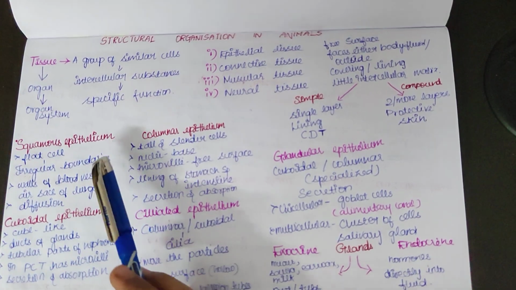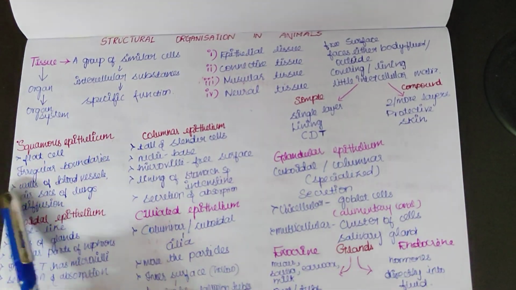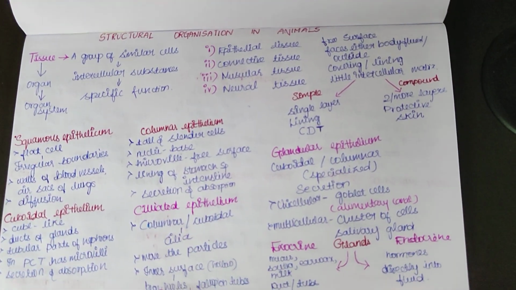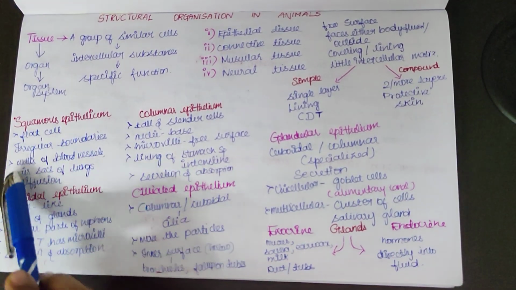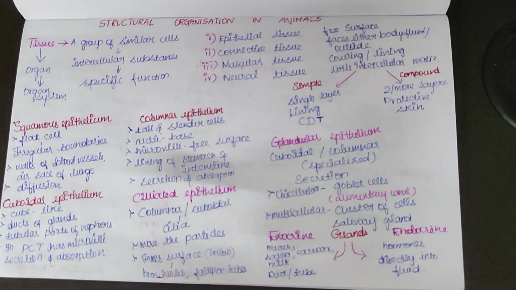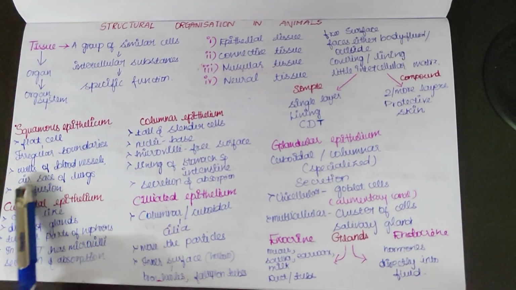So the squamous epithelium is made up of flat cells with irregular boundaries. The boundaries are not the same, they will be irregular, and they are mainly found in the walls of blood vessels and air sacs of lungs, and the main function is diffusion.